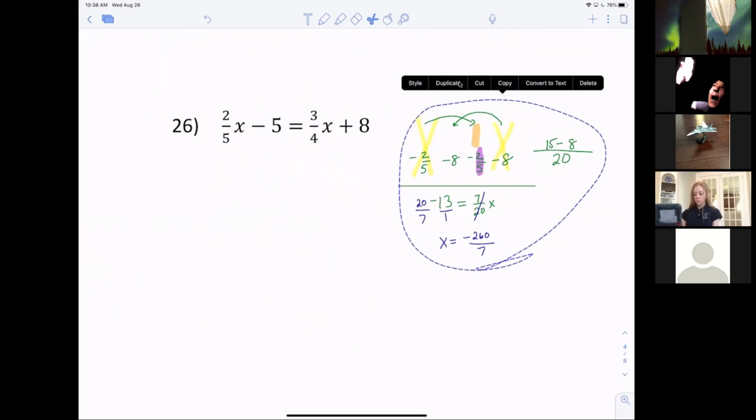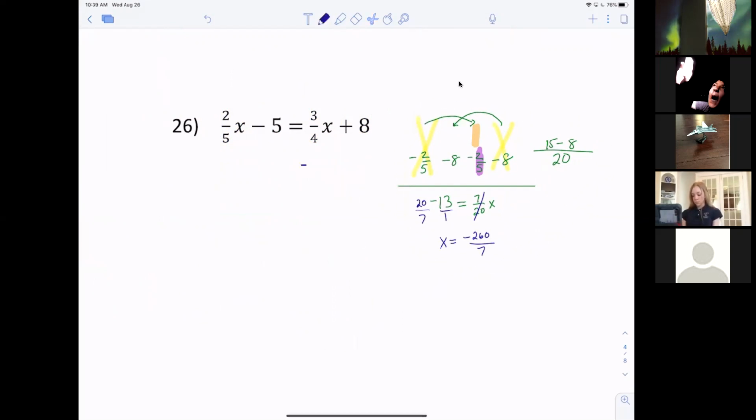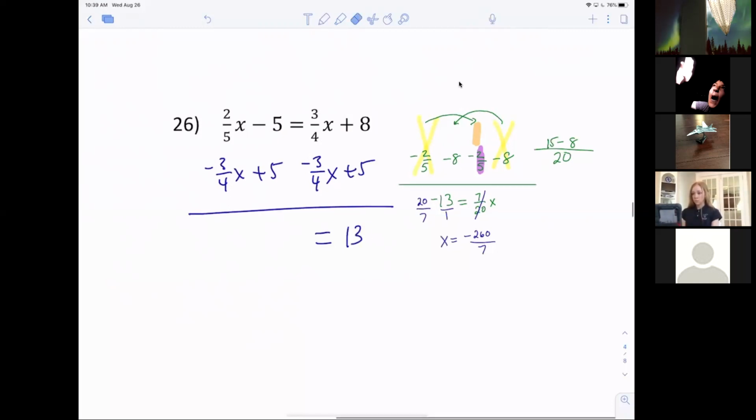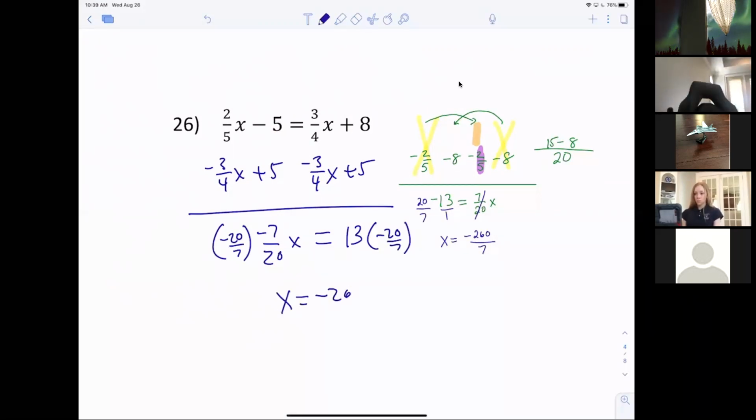All right. But they moved the 3/4 over here and they moved the 5 over there. All right. So if we do that, please watch. -3/4 x, plus 5, plus 5. That gives me 13 is equal to, now this right here becomes -7/20 x. Good with me on that, Oscar? And now what? Multiply by the reciprocal, -20/7, and magic, -260/7. So it doesn't matter which order you do it in. It does not matter, I promise you.